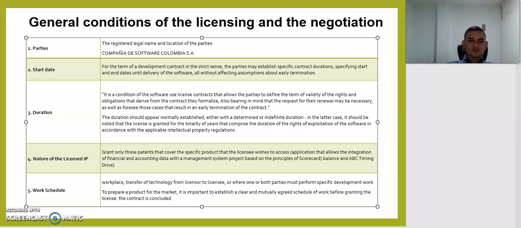The following items are the work schedule. To prepare a product for the market, it's important to establish a clear and mutually agreed schedule of work before granting the license. The contract is concluded.